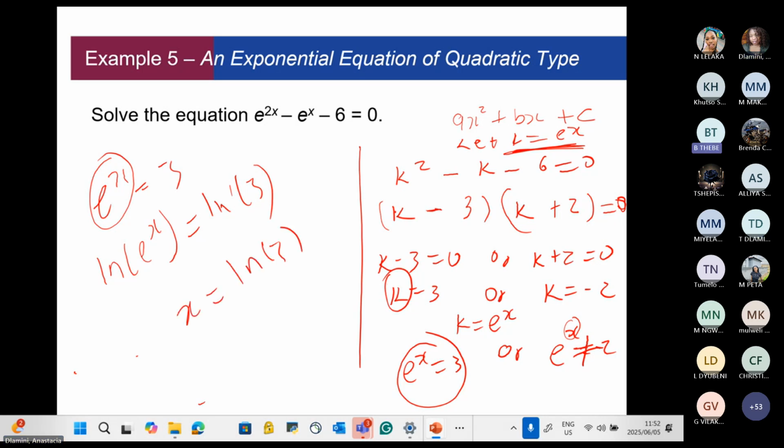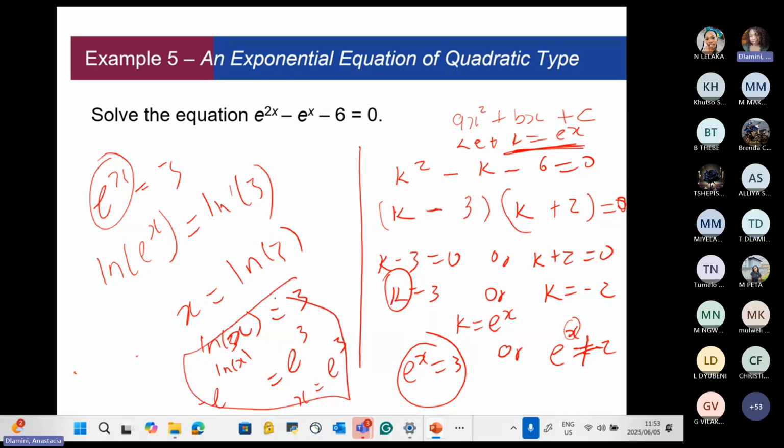And remember, if your answer was like this, ln of x is equal to 3, it means we're going to say e to the power of ln of x equals e to the power of 3. So x is equal to e to the power of 3. I'm just showing this. You may never know, it may appear.